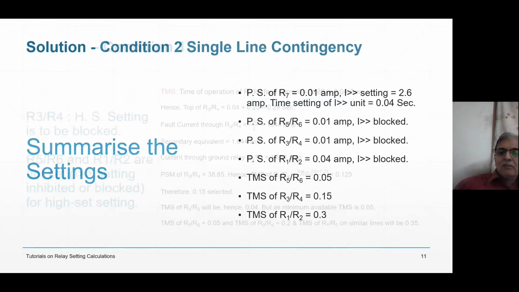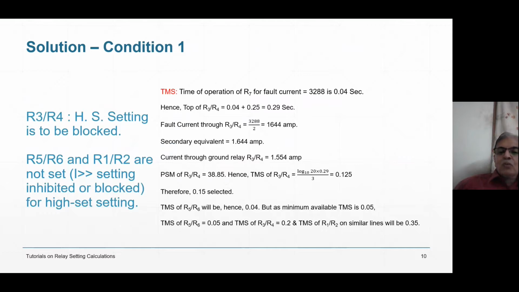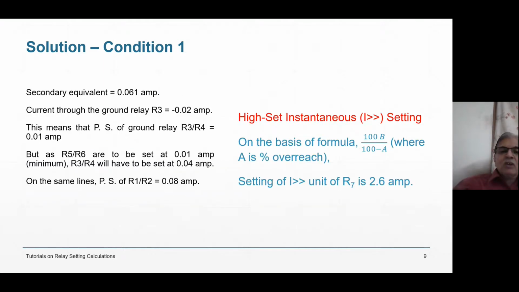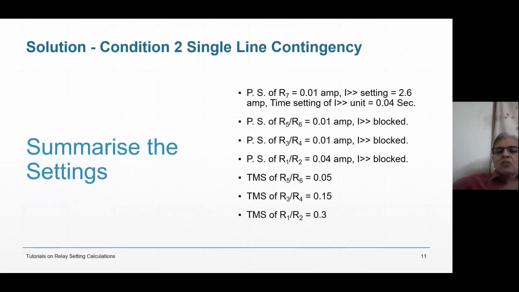What you had to go for, R5, R6? Let me check. In the earlier case, R3, R4, you had to go to 0.2, from 0.05, sorry, TMS. The plug setting I tell. Plug setting for R5, R6 was 0.01, but R3, R4 I could not keep at 0.01. I had to go for 0.04 because R3 is backing up R6. But here there is one line, there is no backup. So no question. So in condition 2, R3, R4 also I will keep 0.01.